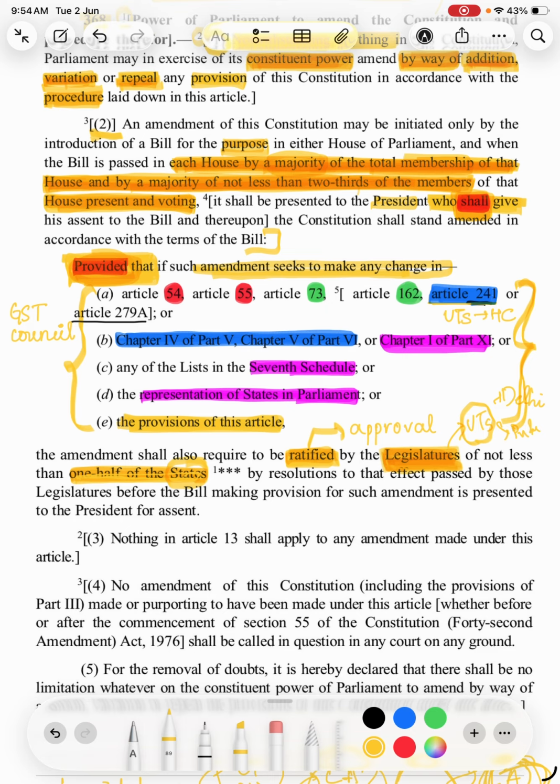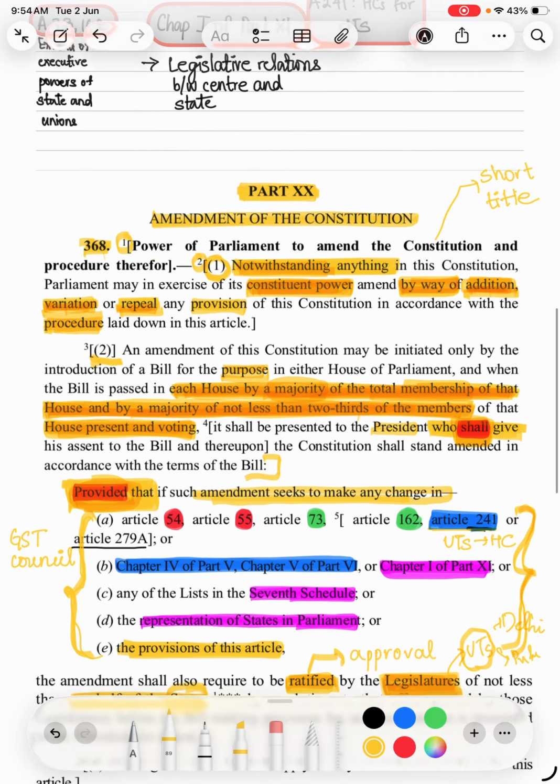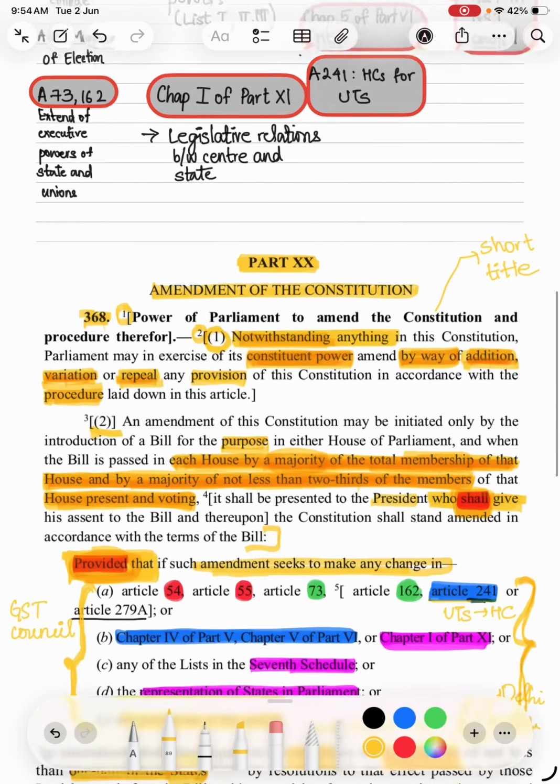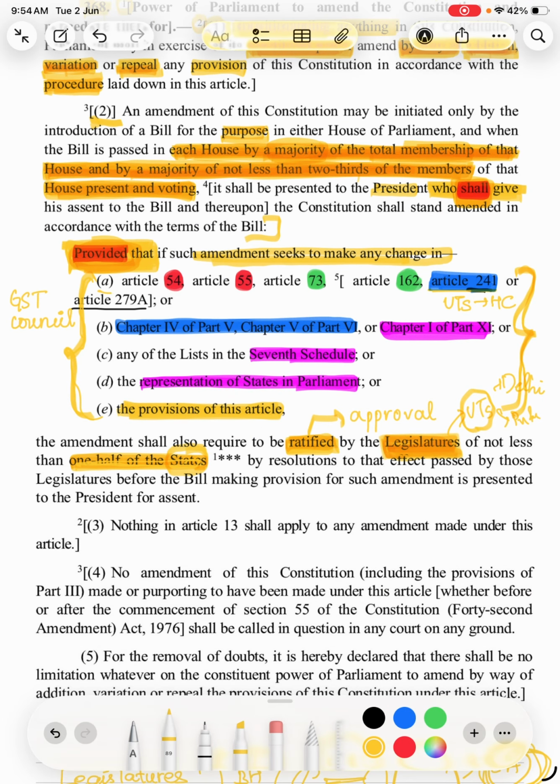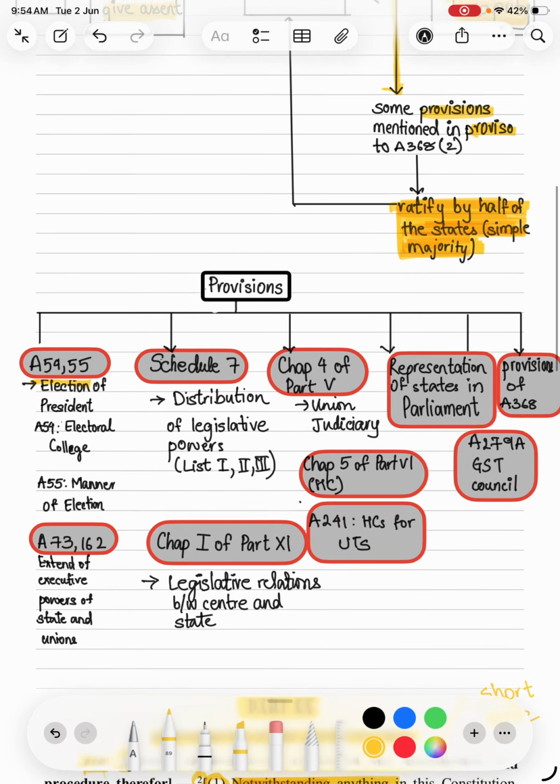Let's see what the provisions are where, if the parliament brings any changes, the parliament should have them ratified by the states. Let's see one by one. First, subclause A: what does it mention? Article 54 and Article 55, and Article 73 and Article 162, Article 241 and this. I have written it in a simple format here.